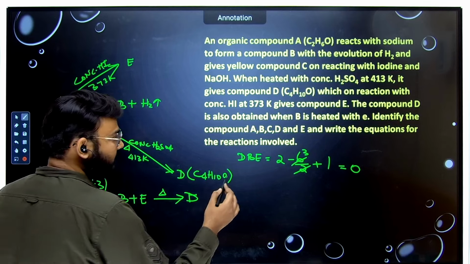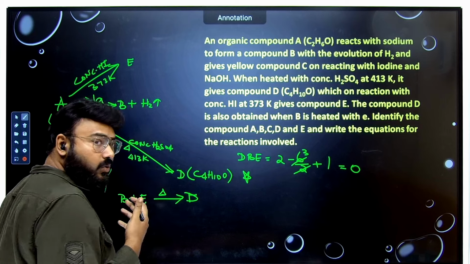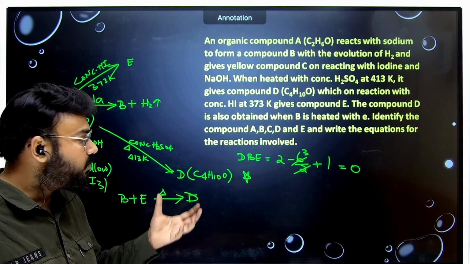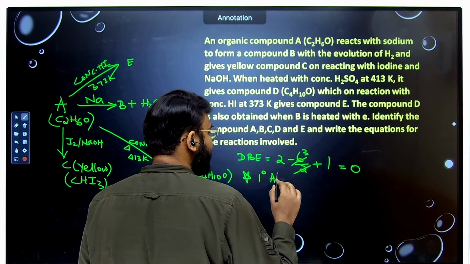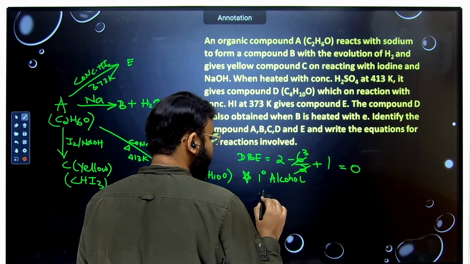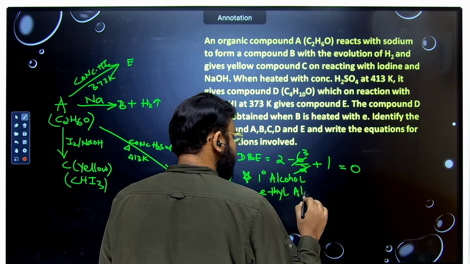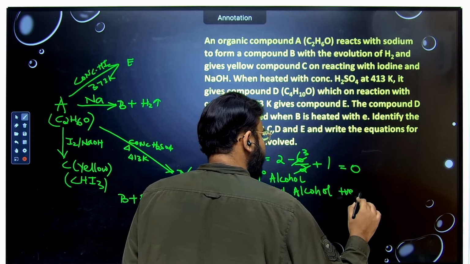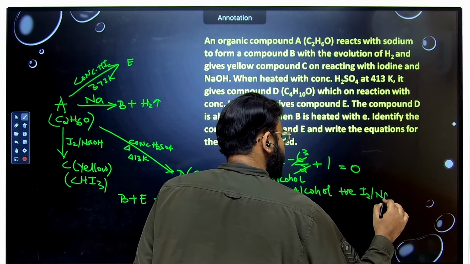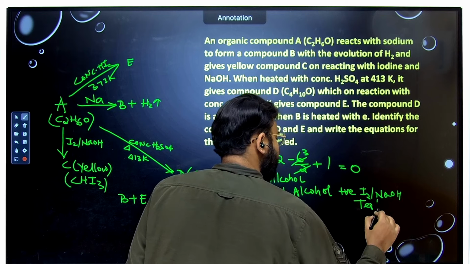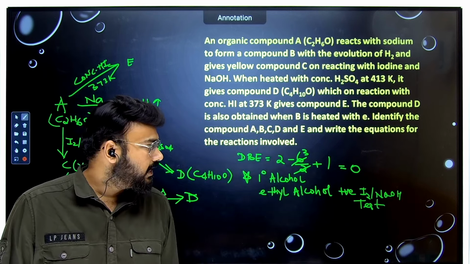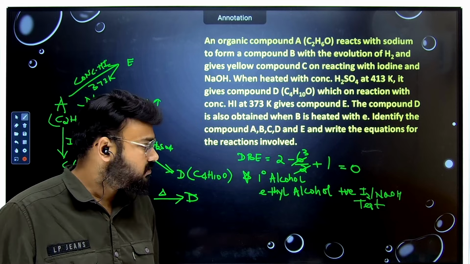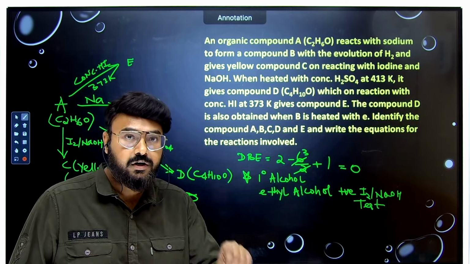So take a note. Among 1 degree alcohols, only and only ethyl alcohol gives positive iodoform test. So you need to know among 1 degree alcohols, only ethyl alcohol. And now you might ask me a question, sir, why did you mention 1 degree alcohol? How did you think it's 1 degree?